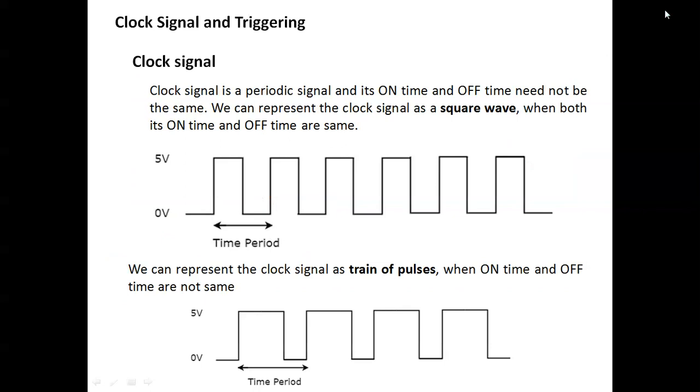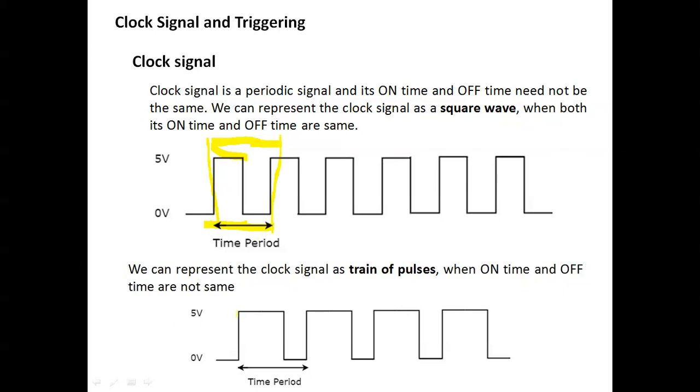Clock signal and triggering, that we will discuss now. The clock signal is a periodic signal. Its on time and off time need to be the same, so the signal is a square wave, with both on and off time the same. This is the on time, and this one is the off time. This total on and off period is the time period of the clock.